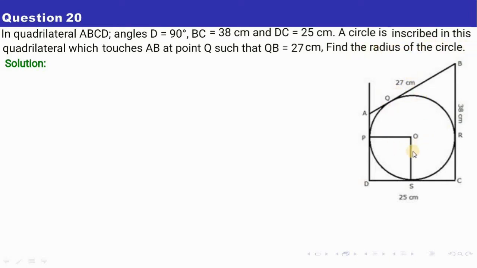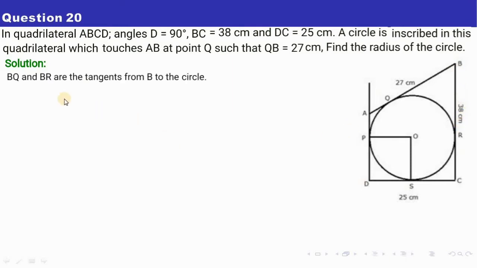Now we have seen many problems of this kind already. In this case, we consider each vertex of the quadrilateral as an external point from where we are drawing the tangents. So in other words, BQ and BR are both of the same length. Please be careful, this 38 centimeters is BC, not BR.